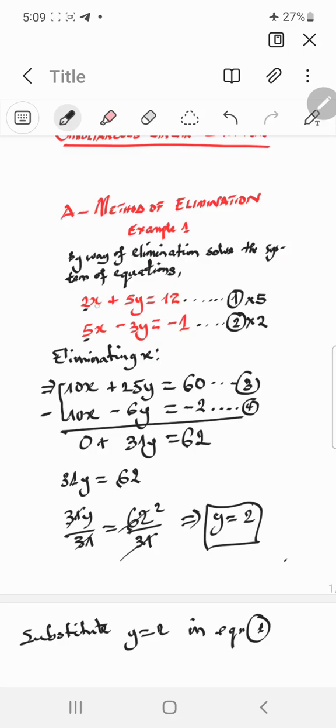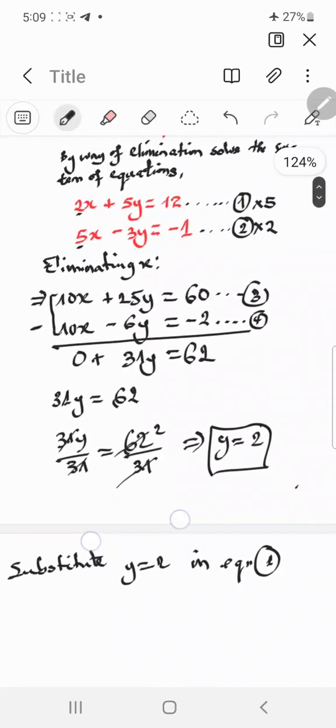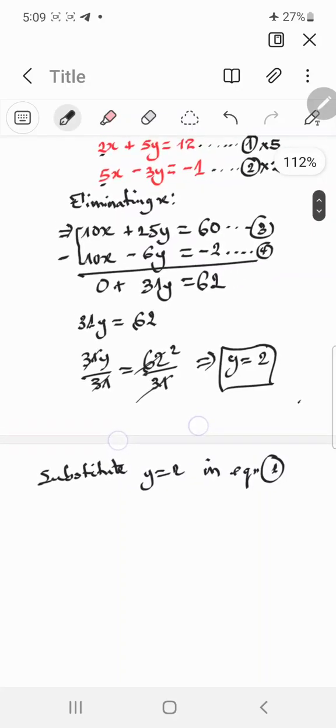So wherever I see y, I will write 2, because that's the value we've gotten for y. So equation 1 reads 2x plus 5y is equal to 12. After substitution, it will become 2x, we're just copying, plus 5. But we have the value of y now, which is 2. So 5 into 2 is equal to 12. That is what equation 1 would look like now.